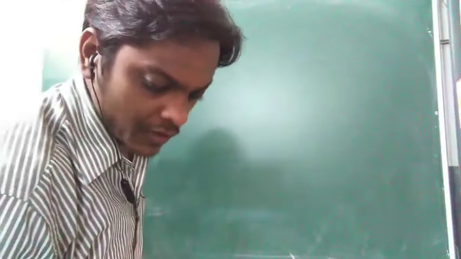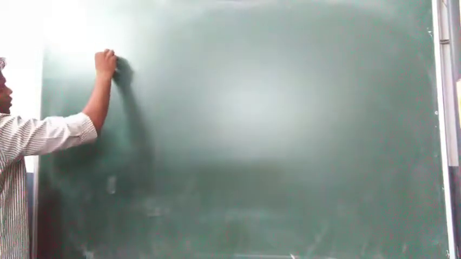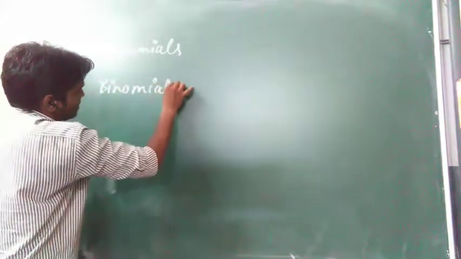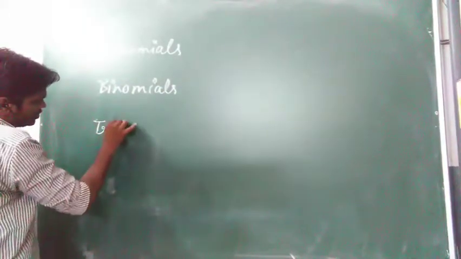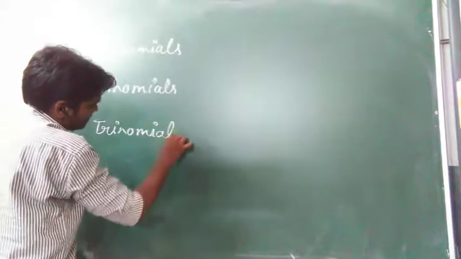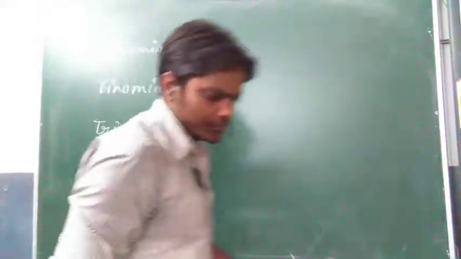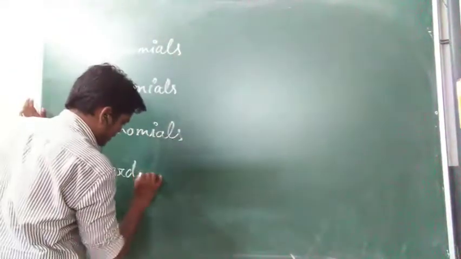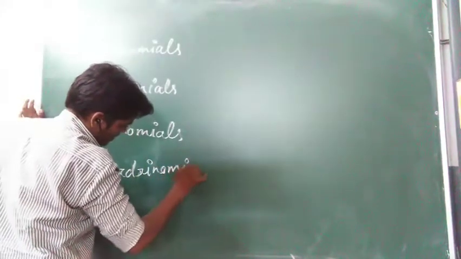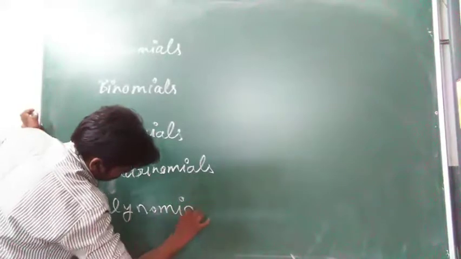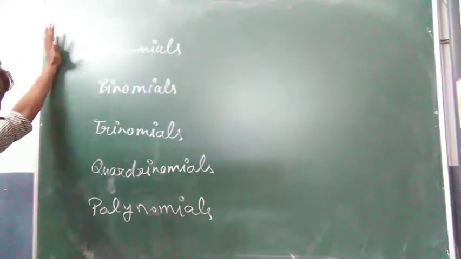We will see 5 types of algebraic expression. First one is known as monomials. Second one is binomials. Third one is trinomial. And after that, quadrinomial. Last one is polynomial. Okay, so what are the monomials?